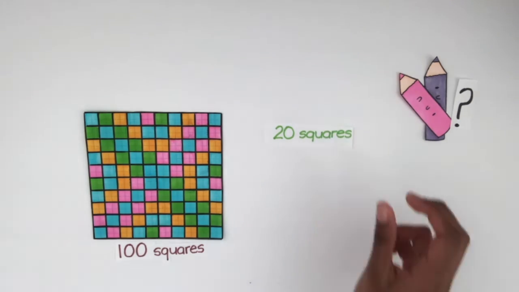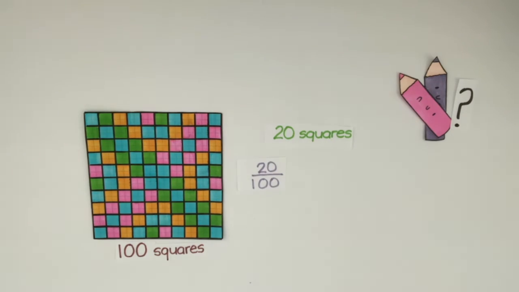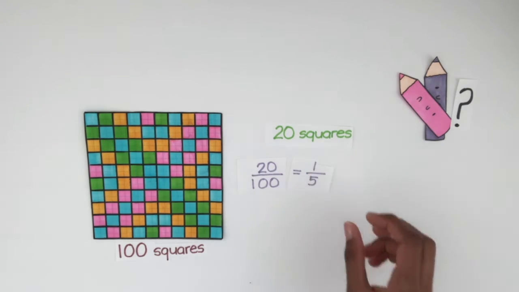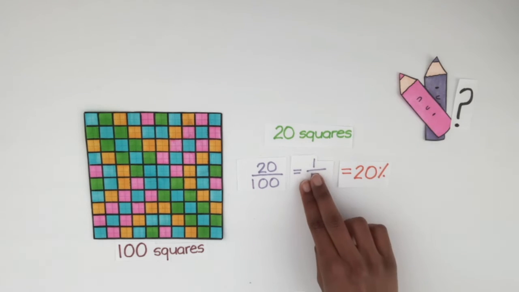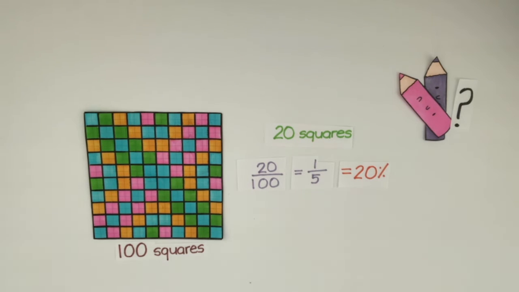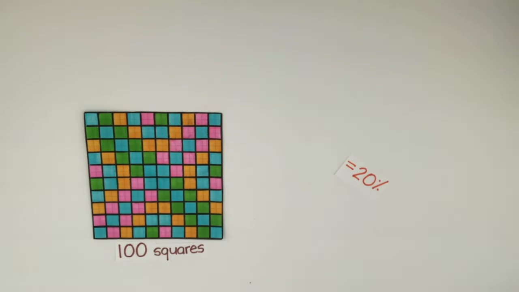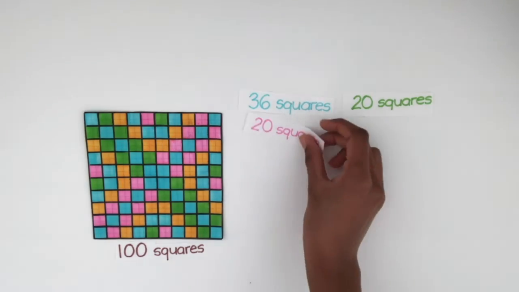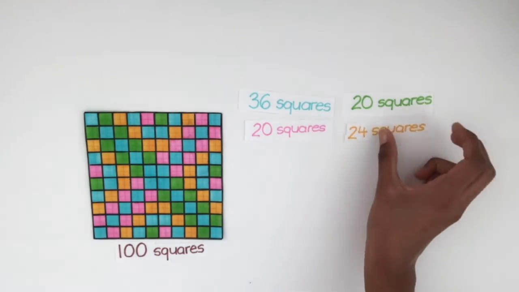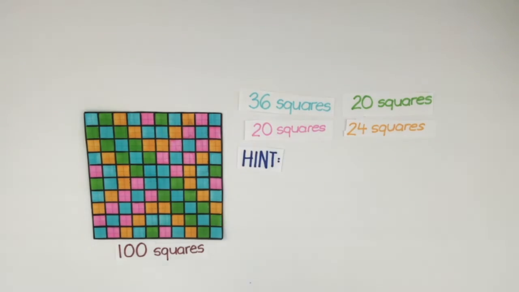For green, my fraction is 20 over 100, which equals 1/5, which is also equal to 20%. The color green takes up 20% of my board, and the same thing can be done with pink and yellow. Do the same thing with your art. How much of the board does each color take up? What do you notice about the percentages and the fractions from all of your colors? If you need a hint, try adding them together.